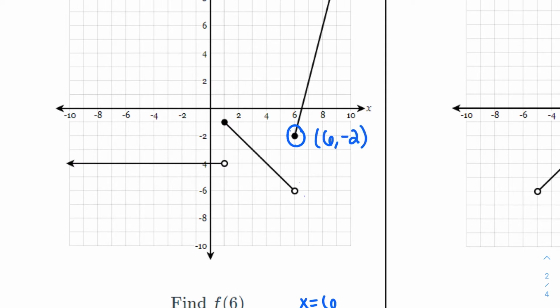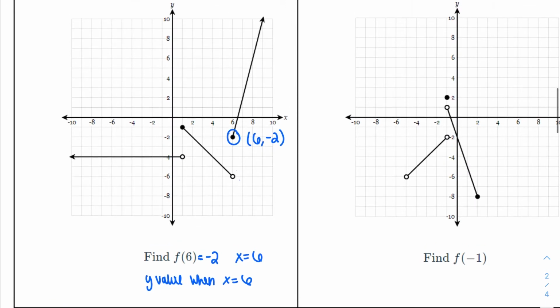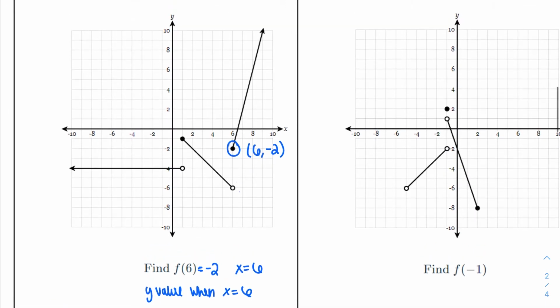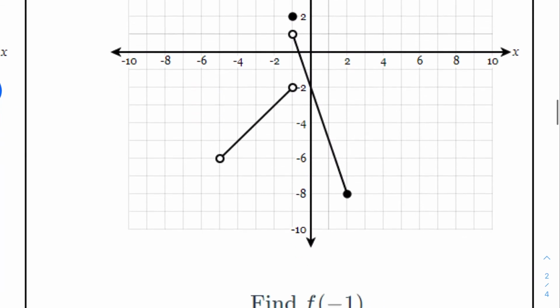So what is f of 6 equal to? -2. Again, this is like saying, what is the y value when x is equal to 6? And the trick for that one is closed circle versus open circle. All right, now the next one here, find f of -1.